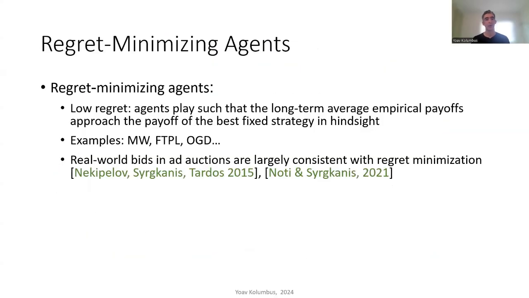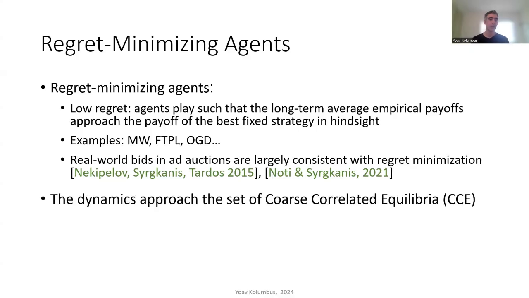The types of learning agents we're going to look at are agents that achieve what's called no-regret learning outcomes. In particular, we're going to talk about external regret, meaning that agents play such that the long-term average empirical payoffs approach the payoffs of the best fixed strategy in hindsight. There are many well-known examples for algorithms that have this no-regret property. And importantly, there is empirical evidence that real-world bids in these ad auctions are by large consistent with the regret minimization model. And we know that no-regret dynamics approach the set of the coarse correlated equilibria of the game. In fact, this is by definition, if all the agents have low regret, then the empirical distribution of play is close to a coarse correlated equilibrium.